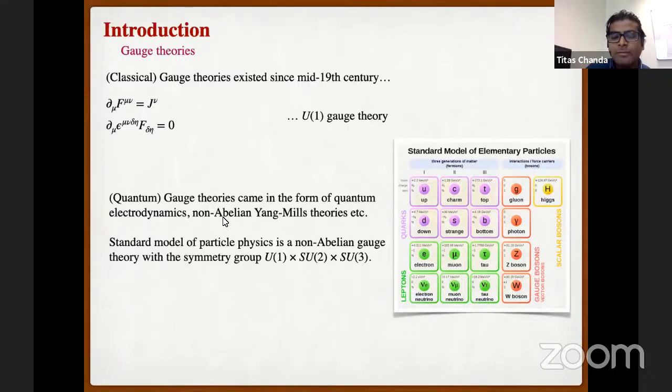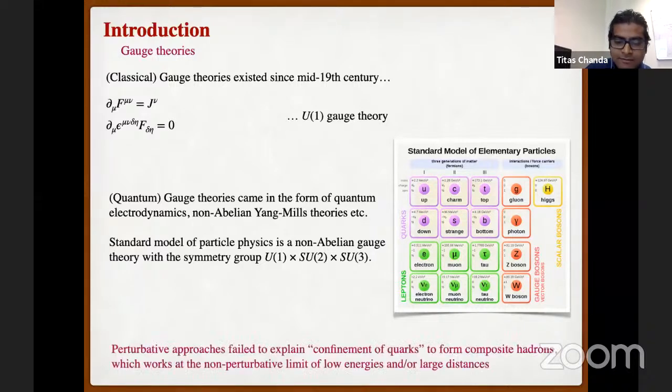And the standard model of particle physics is also a non-abelian gauge theory with this symmetry group, where U(1) cross SU(2) is for electroweak interaction and SU(3) is for the strong interaction. And back then, perturbative calculations using Feynman diagrams were very successful to describe the physics. However, the perturbative approaches failed to explain the confinement of quarks.